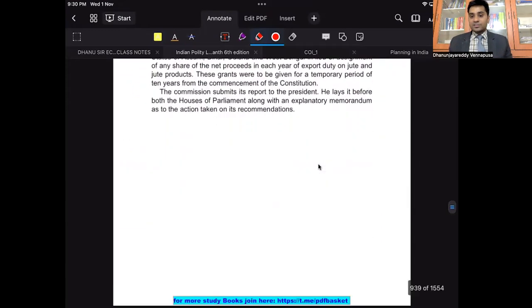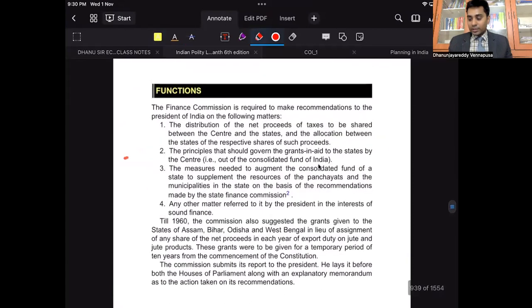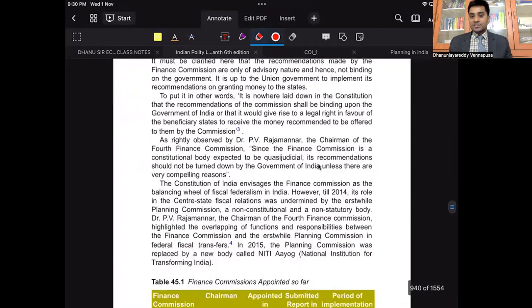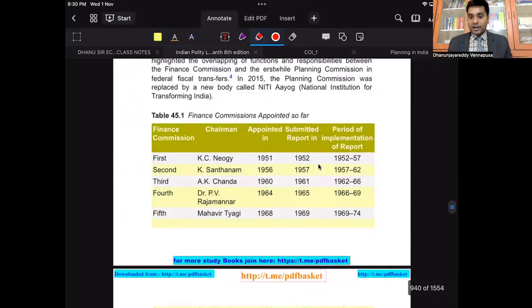After this, the functions of the Finance Commission, this is Article 280. You have this, so you have to remember this in the Bare Act. Further, what is important is that it is just an advisory body. It is not mandatory to follow the Finance Commission's recommendation. Until then, you remember it. When I come to polity, I will discuss what exactly this Finance Commission is.